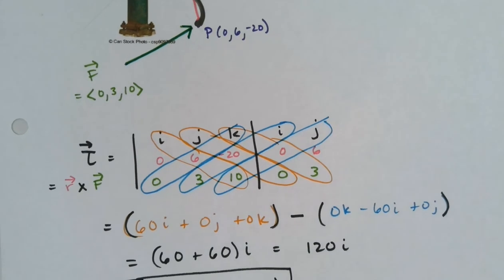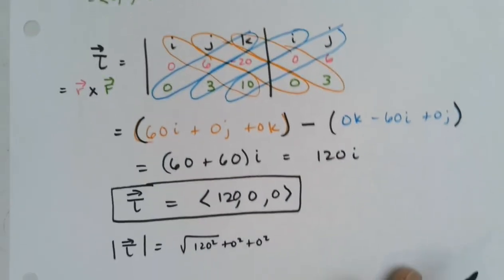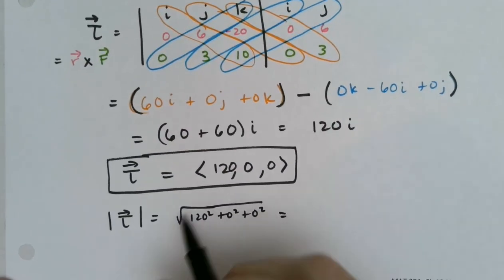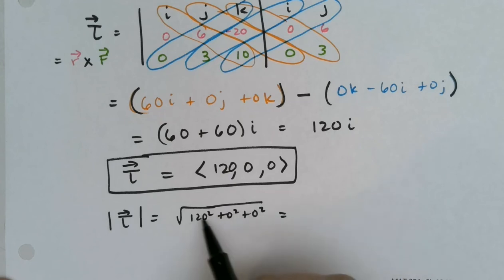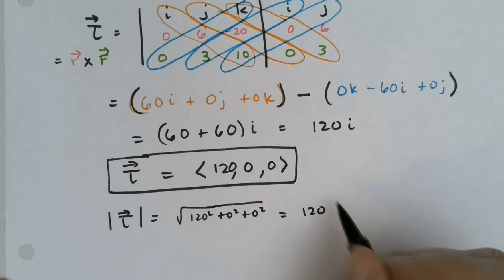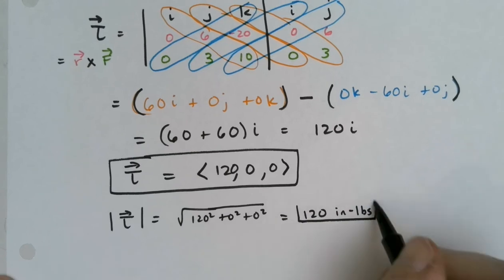All right, now the magnitude of that torque vector, the size of it, is equal to the square root of 120 squared plus 0 squared plus 0 squared. These other terms are minute, as in they don't exist, and so therefore it's just 120. And this would be inch pounds, right? Because they gave it to us in inches and pounds.